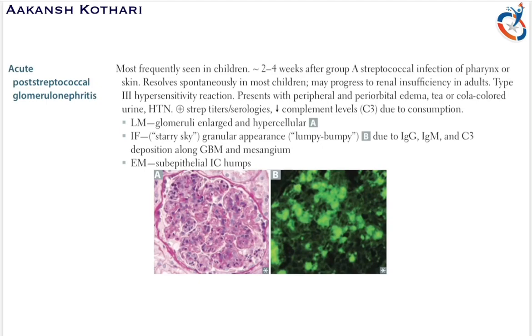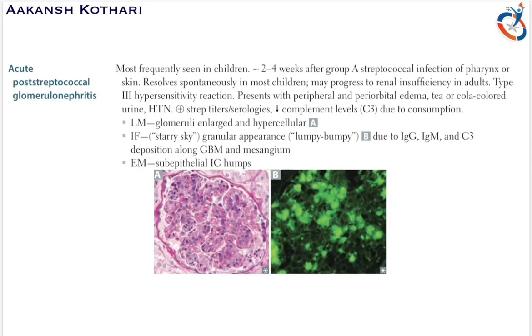Is this clear? Now what happens is there are positive streptococcal titers, if it occurs due to streptococcal infection. There is a decrease in complement levels due to consumption. These complements are majorly deposited in the mesangium, hence there is a decrease in the complement levels.